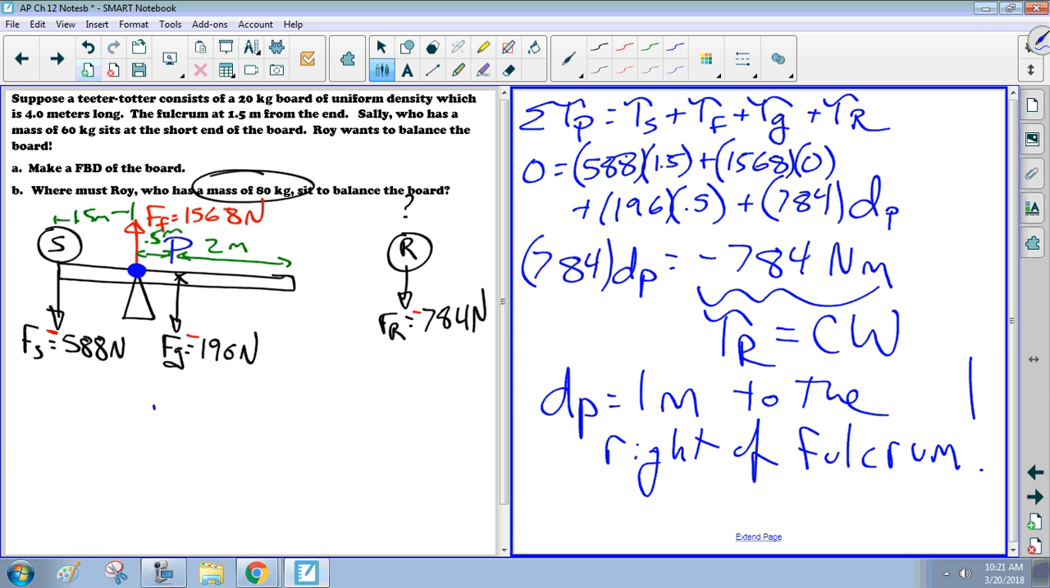Okay? Which is huge. It opens up a ton of problem-solving strategies. All right? So here's what I'm going to do. I'm going to solve this again, but I'm going to choose a different pivot point. All right? So are there any questions on what I did here in blue before I go on and do that?